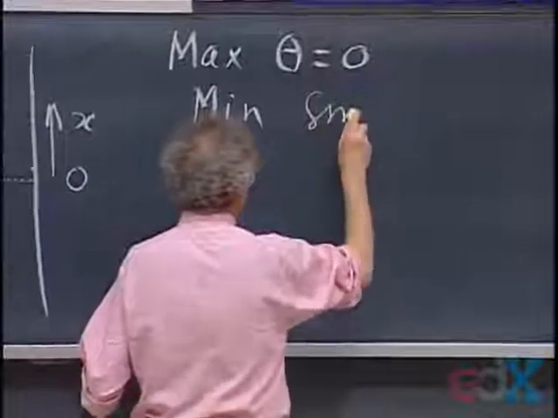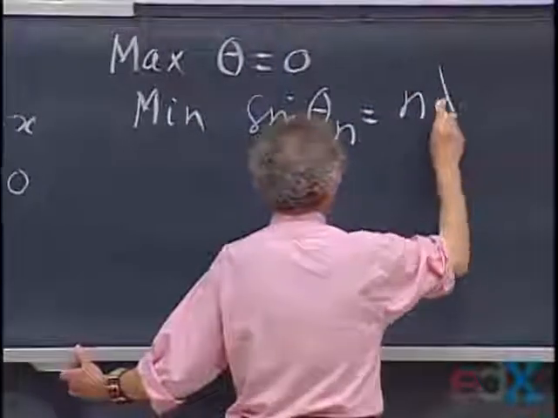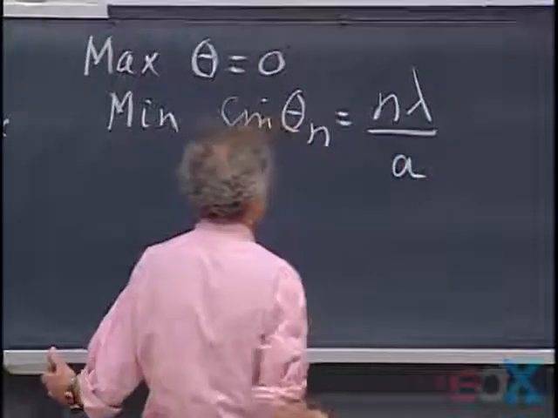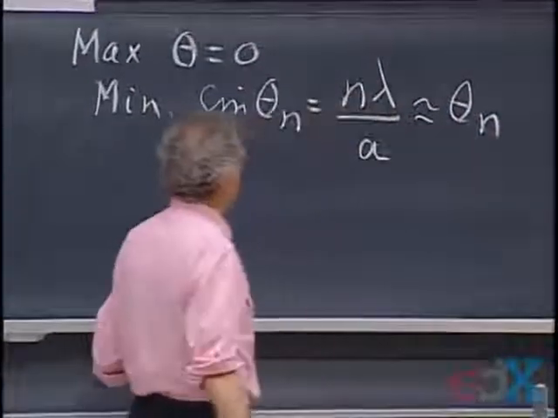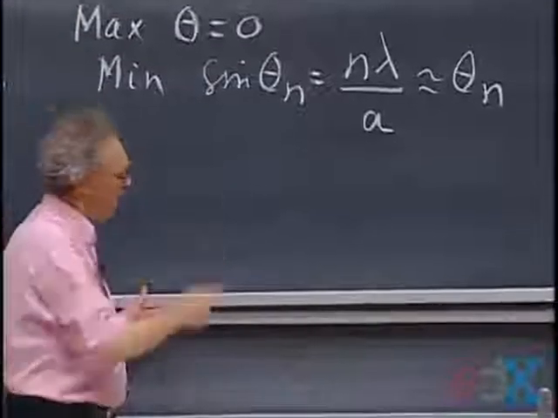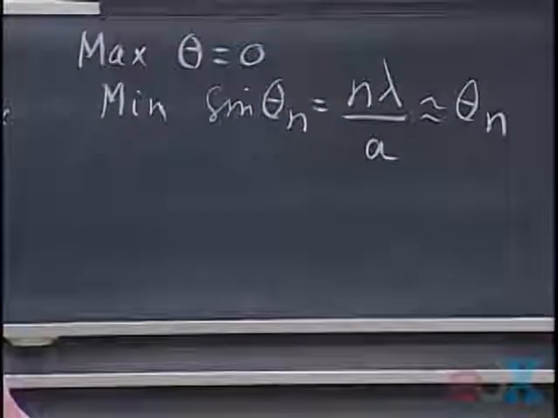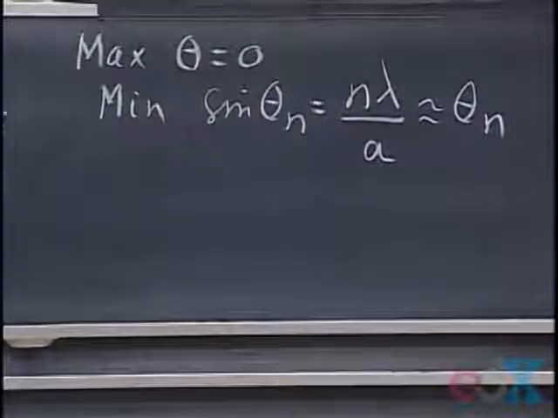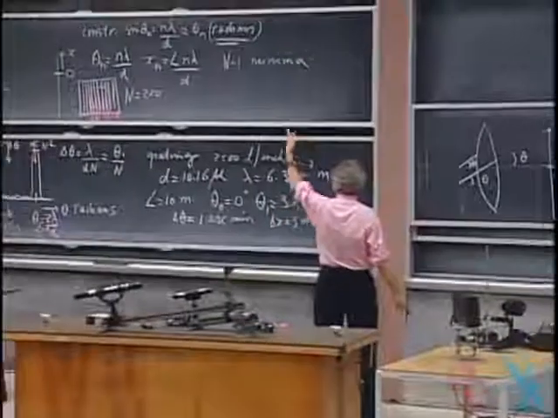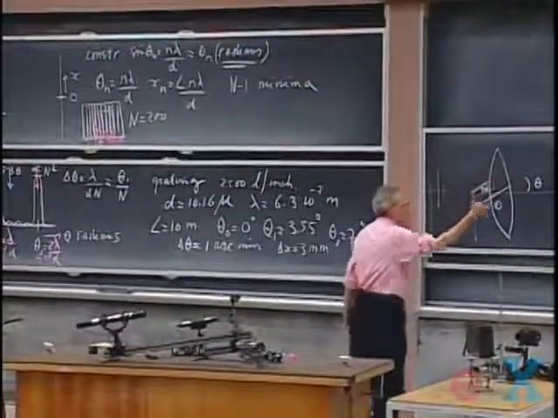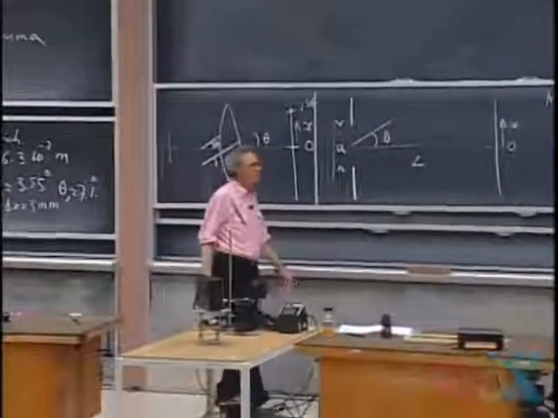The sine of theta n equals n times lambda divided by a. And for small angular approximation, this is the same as theta n in radians. When you see that equation, your first reaction should be that maybe I goofed by a factor of 2, because that's the same equation that we have there, and then we have a d there. So how can we have minima here where we have maxima there? Well, the situation is different.